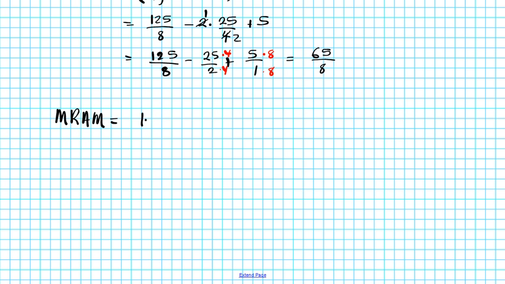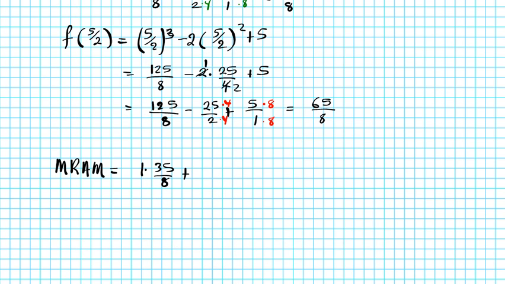So basically our midpoint rectangle approximation is going to be 1 times 35 over 8 plus... actually, the second one was 37 over 8. Let's look at what we have. 1 times 35 over 8, plus 1 times 37 over 8, plus 1 times 31 over 8, plus 1 times 65 over 8.